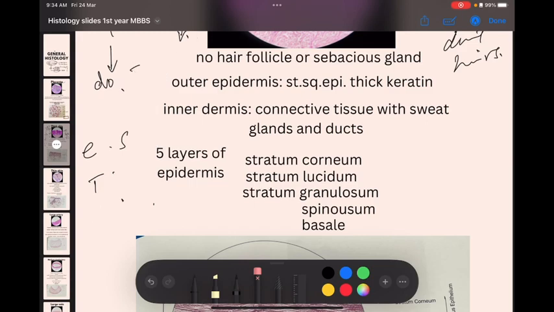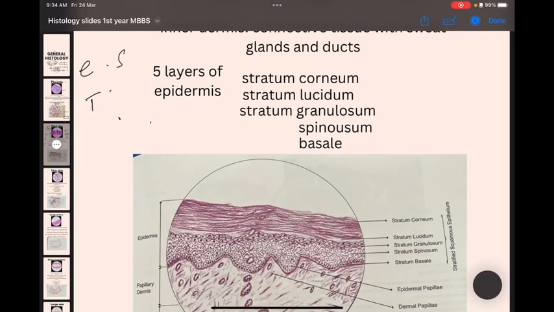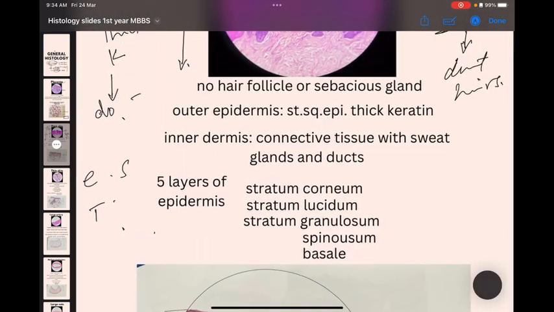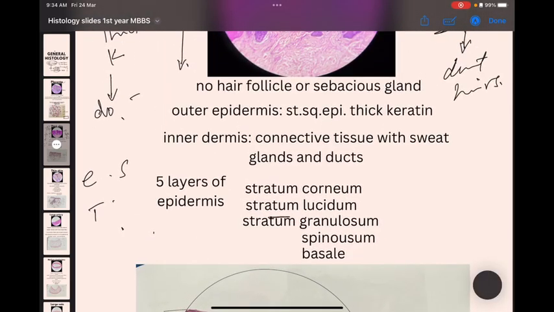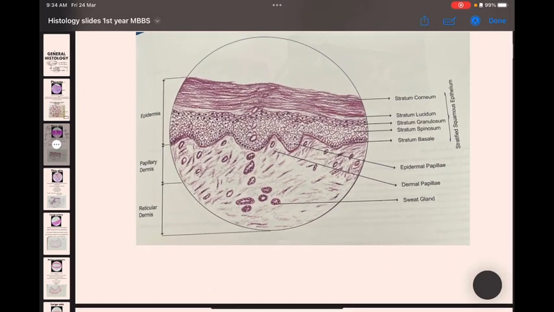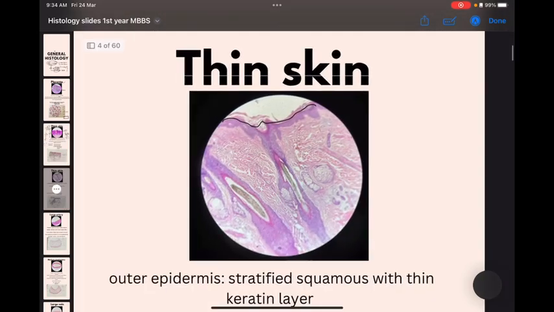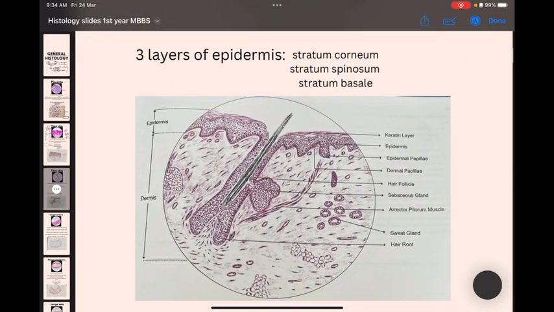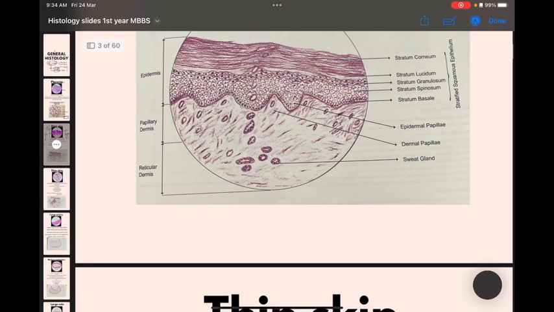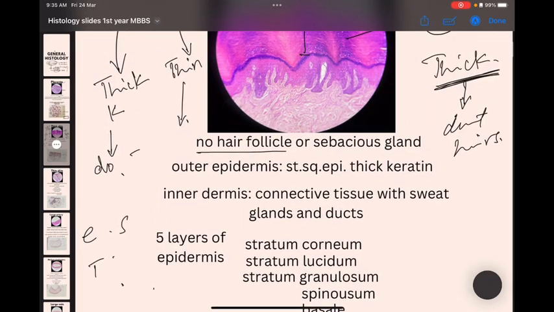Now coming to the key points and the diagram. Thick skin does not have hair, so no hair follicles. If there is a hair follicle, along with it there should be a sebaceous gland. This is the oil secreting gland for lubricating the hair. There is no hair follicle, so obviously there will not be any gland along with it. That gland is called a sebaceous gland.